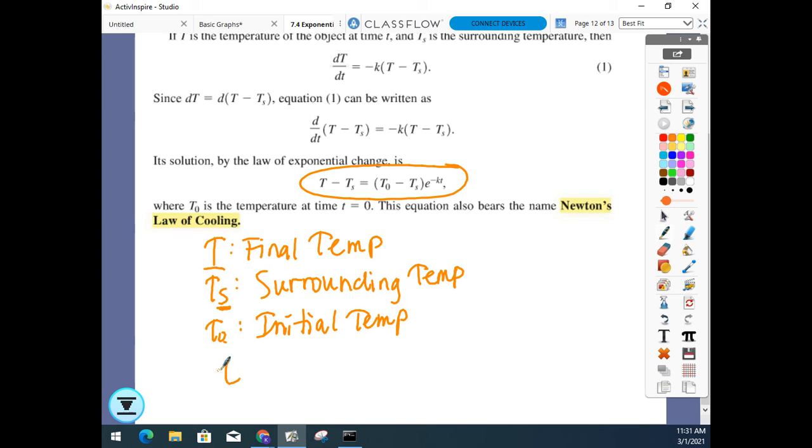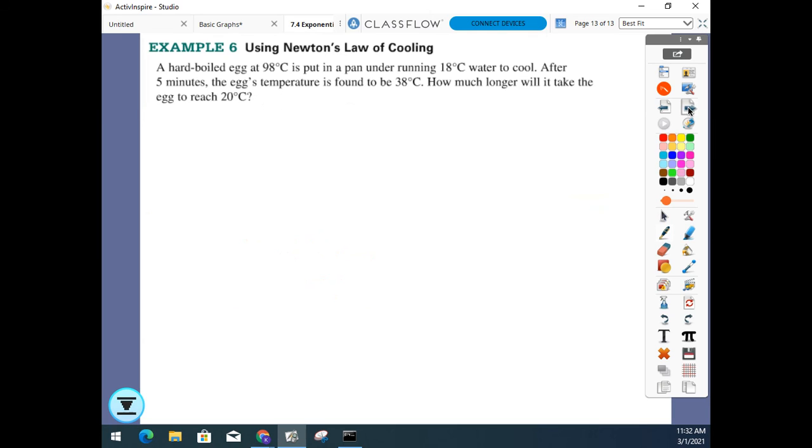And then the little t, notice that a lot of these are capital. The little t here is time. So it's kind of complicated, but it's really not once you get the feel for it. But the name of it is Newton's law of cooling because Isaac Newton. All right, so last example.